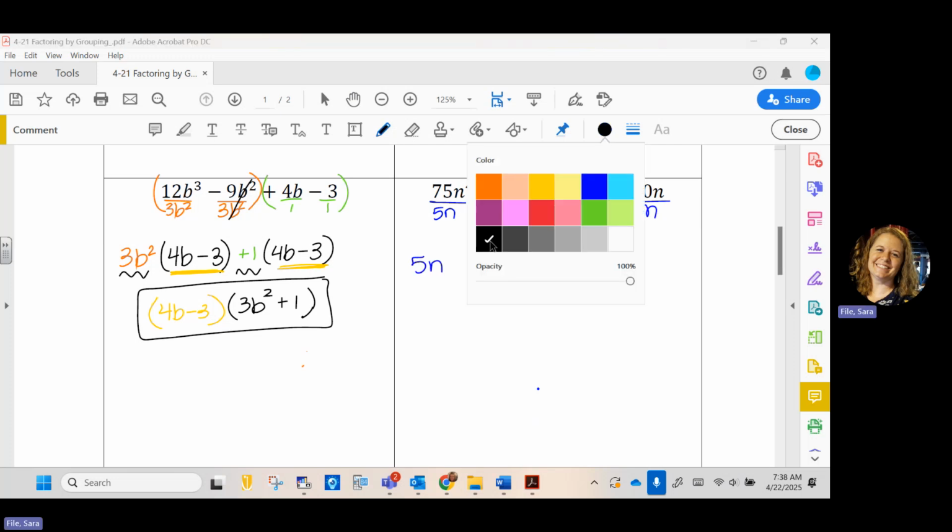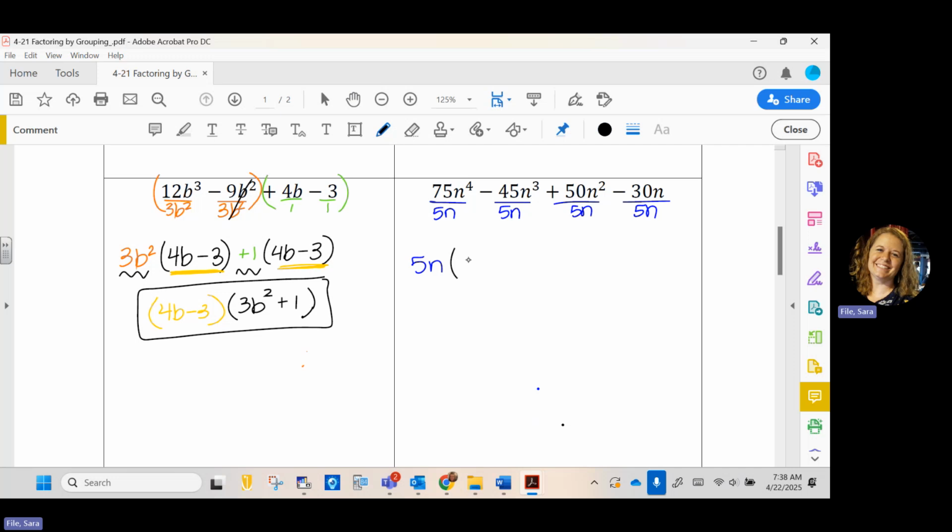Okay, so if I take 5n out of everything, that is going to leave me, let's see, that would be 14, or excuse me, 15n cubed. And then 45 divided by 5 would be 9. So it's going to be minus 9n squared. And then this one will be positive 10n. And then this will be minus 6. And the n's reduced, so the n's gone completely from that term.